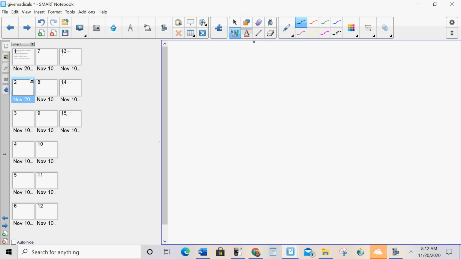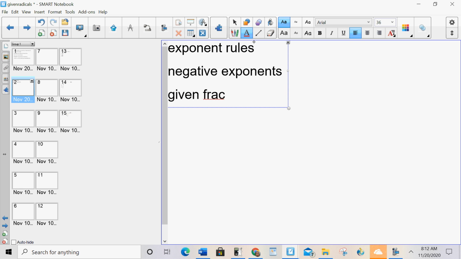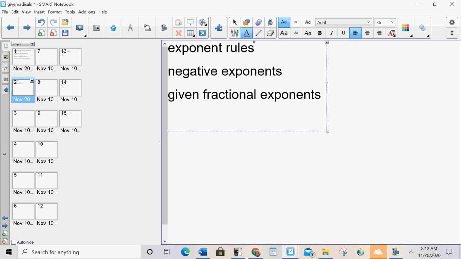So the first lesson was exponent rules. That's your multiplication, division, getting rid of parentheses. Anything to the 0 power is 1. Then we did negative exponents. Move whatever's being raised to a negative power. Then we did given fractional exponents. Radicals are fractional exponents. And then today, given radicals.